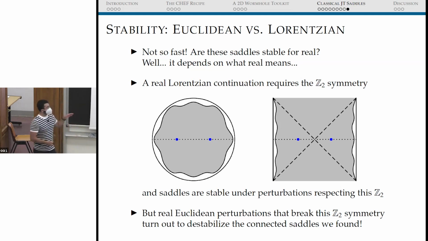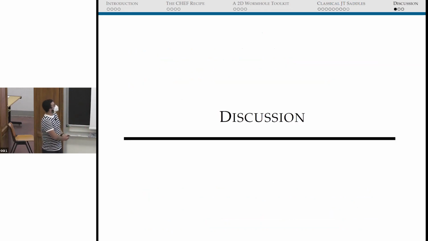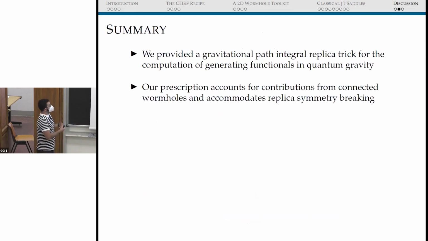Okay, so this is another possible objection to the computation we did, which has to do with Lorentzian versus Euclidean path integrals. And okay, so I'll just conclude with a summary of what we did. We provided a gravitational path integral replica trick for the generating functional in quantum gravity. It takes into account a one-step breaking of replica symmetry.